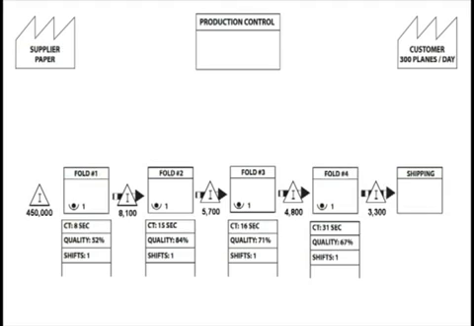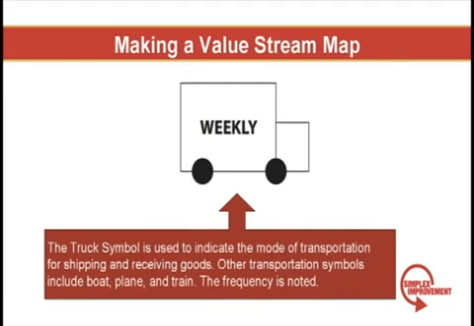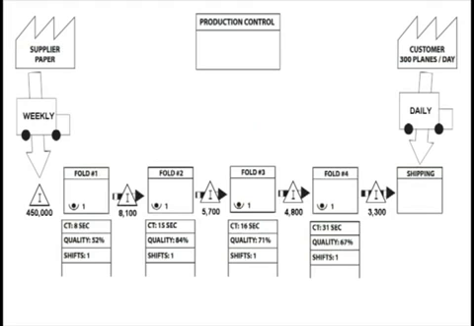Next, we want to show how raw materials are flowing through your system and how finished goods are being transported out. This truck symbol is used to indicate the mode of transportation for shipping and receiving goods. Other symbols include boat, plane, and train. The frequency at which items are transported is generally noted inside of the symbol.